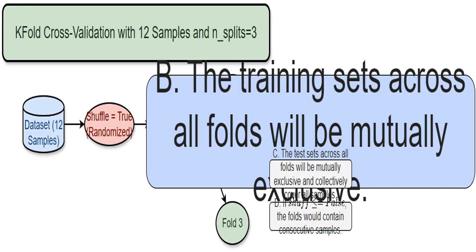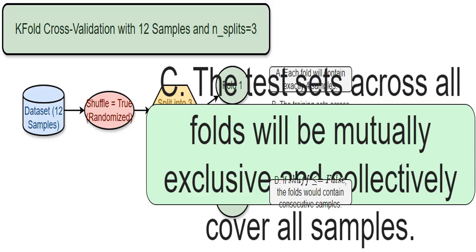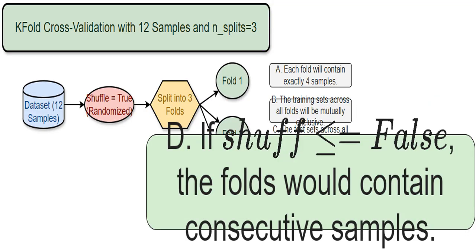Think of it like this. Some students' scores will be used to train the model in several different rounds. This is true. Each sample will only be in one test set, and every sample will be in a test set at some point. Each data point gets its turn in the spotlight. This is also true. If I don't shuffle, the first fold would get the first few samples, the second fold the next few, and so on. It's like dividing students' scores into groups by their seating arrangement.